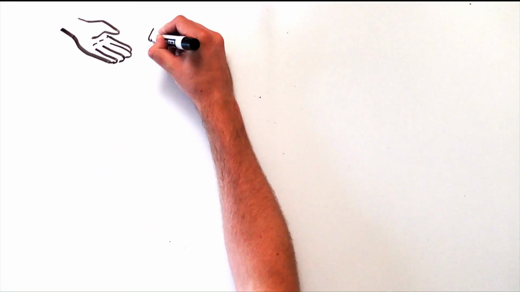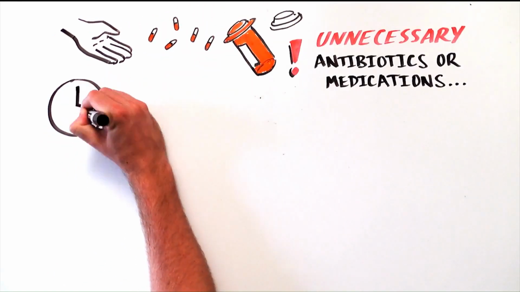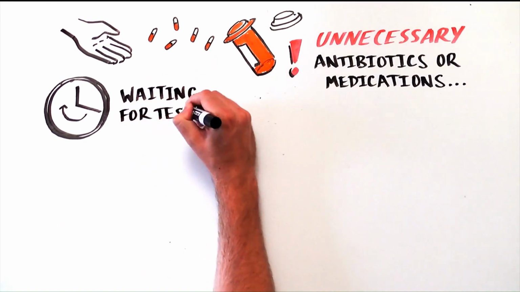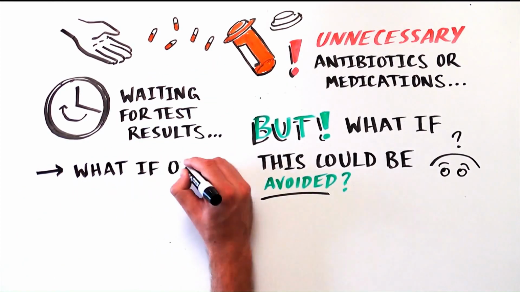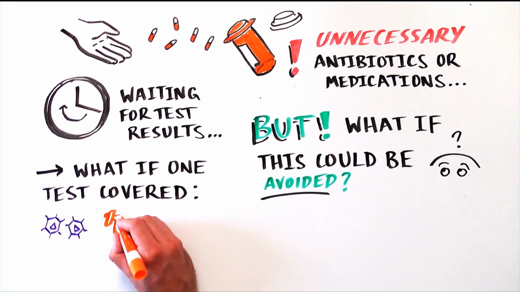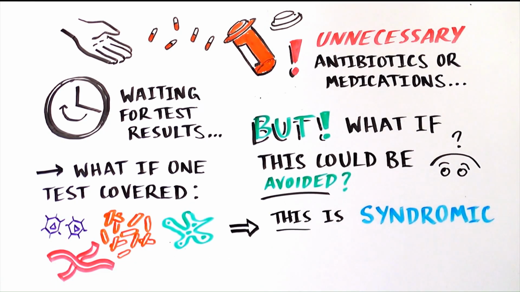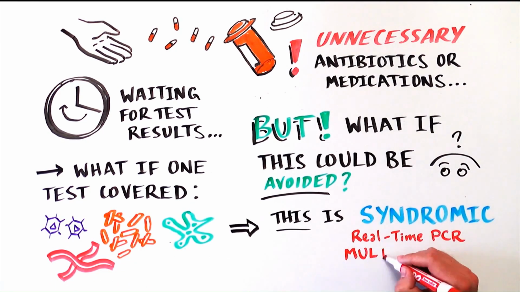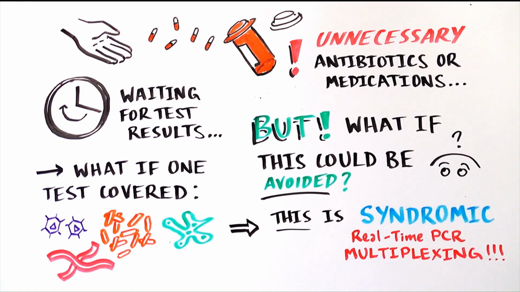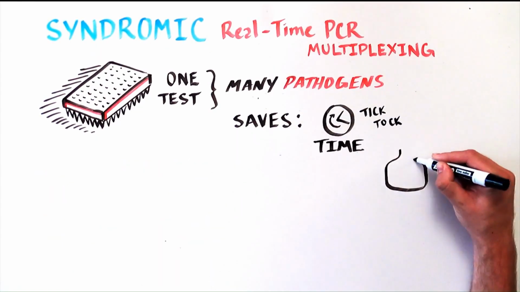Worse yet, the patient could be prescribed unnecessary medication, like antibiotics for a viral illness, before the test results are confirmed. Now imagine the same scenario, but the doctor can order a test from the lab for all probable pathogenic causes, viruses, bacteria, fungi, or parasites, at the same time using one test. This is syndromic real-time PCR multiplexing. Yes, it saves time, resources, reagents, and money.